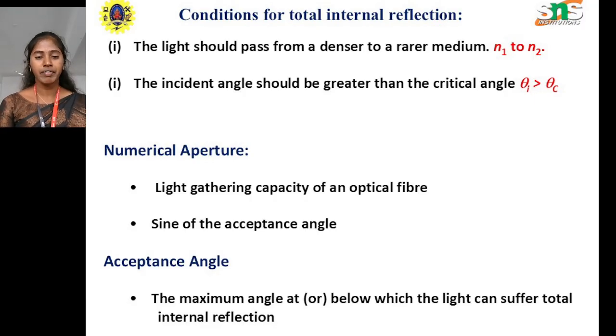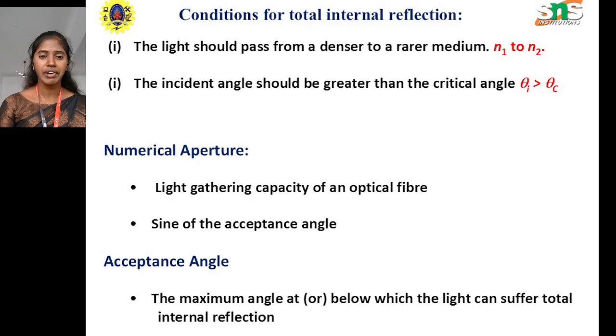We have 4 to 5 layers in an optical fiber. The inner layer is the core, the second layer is the cladding, then the buffer jacket and the outer coating. The buffer jacket has 4 to 5 layers. These were explained in the previous video. In this video, I am going to explain the conditions for total internal reflection.